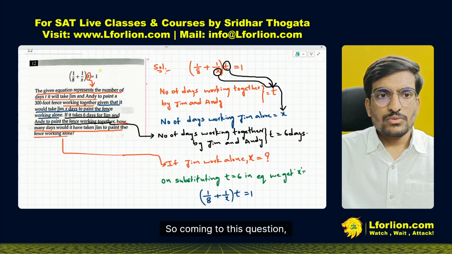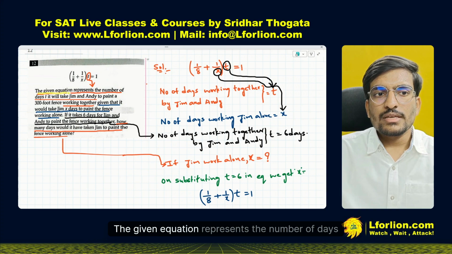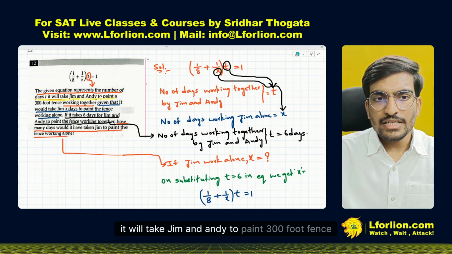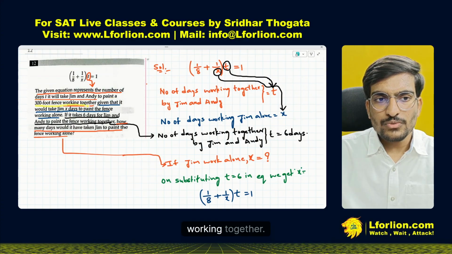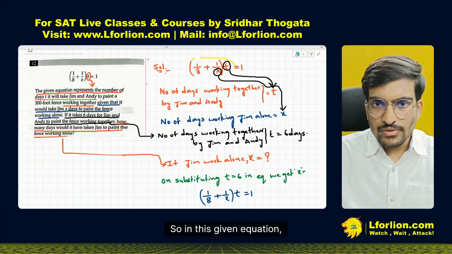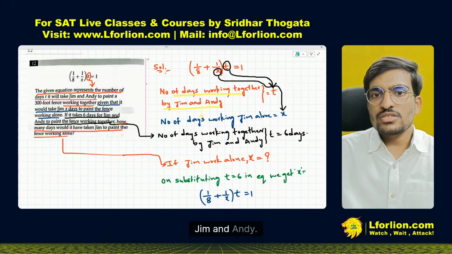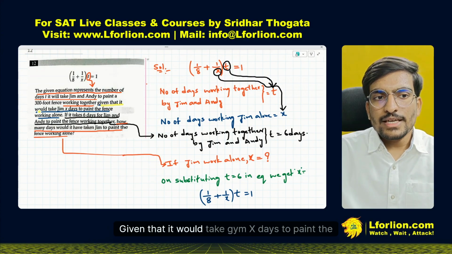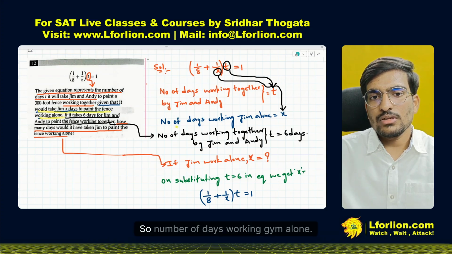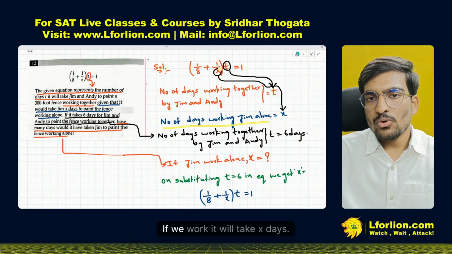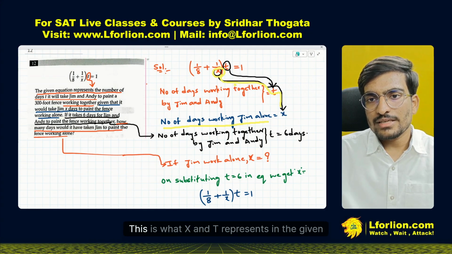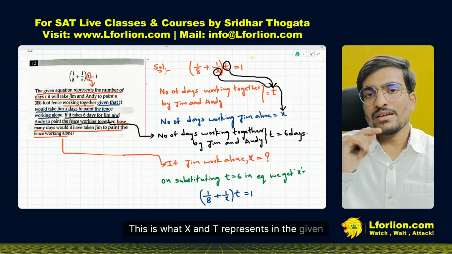So coming to this question, they have given this equation. The given equation represents the number of days it will take Jim and Andy to paint a 300-foot fence working together. So in this equation, T represents the number of days working together by Jim and Andy. Given that it would take Jim X days to paint the fence working alone. So the number of days Jim works alone is X days. This is what X and T represent in the given equation.